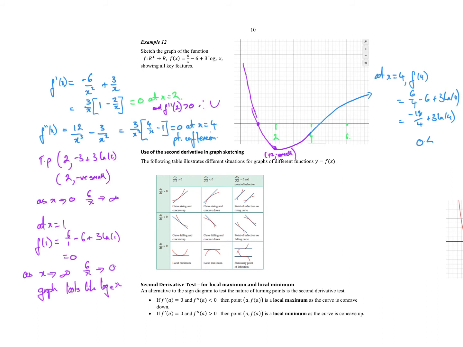which gives me negative 6 on x squared plus 3 on x. If I take a 3 on x out the front, I get 1 minus 2x. So when's that going to equal 0? The only place that will equal 0 is at x equal to 2. So I've got a stationary point at x equal to 2. Let's work out the second derivative. f double dash of x gives me that.